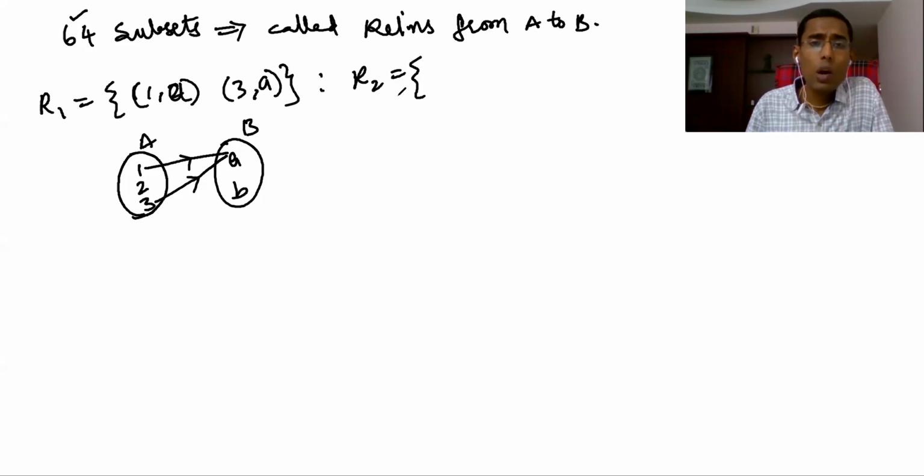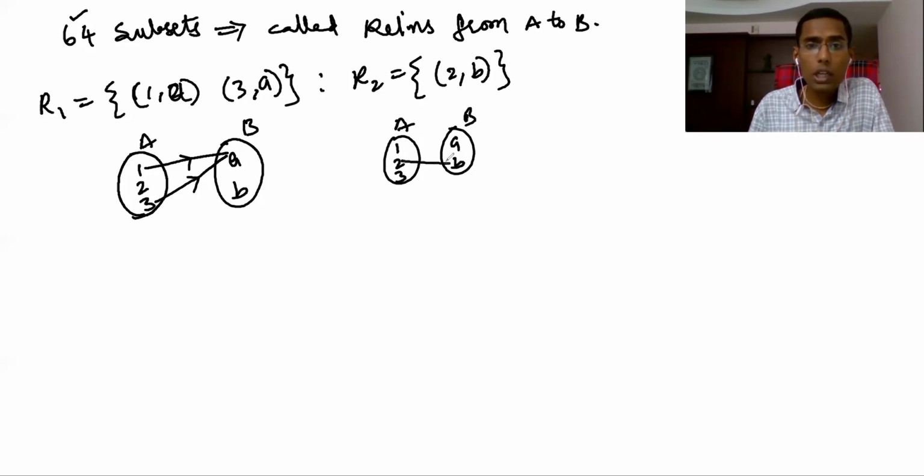Now you write some elements here. 6 elements are there. Out of 6 elements, you write 1 element, 2 elements, 3 elements. For example, 2 comma B I wrote. This is A, this is B. 1, 2, 3. This is A, B. 2 comma B, like this. This is one relation. So a few elements you write.